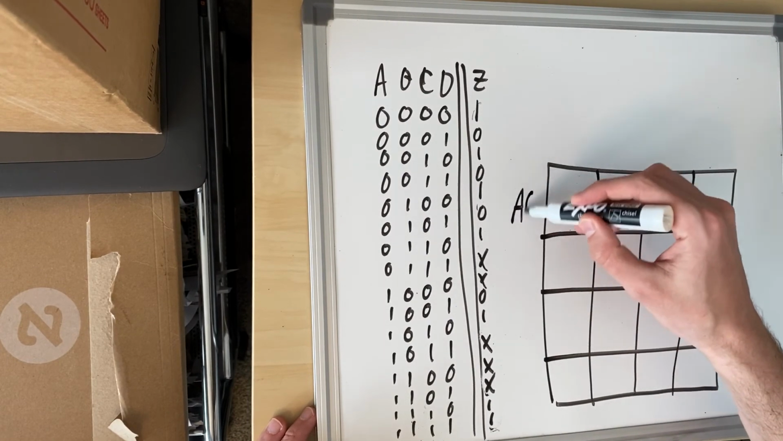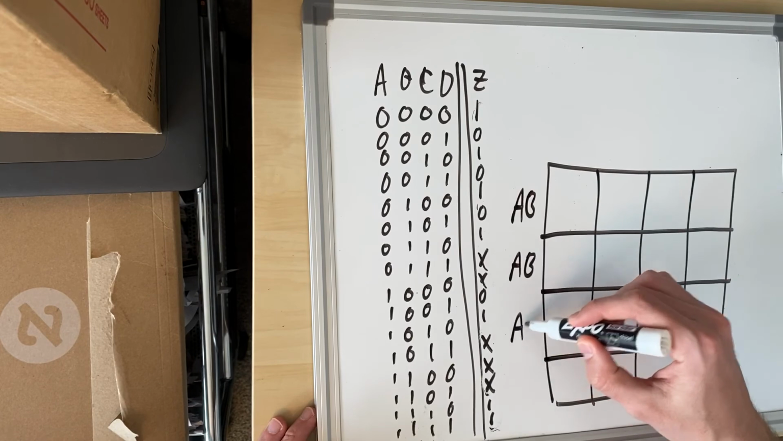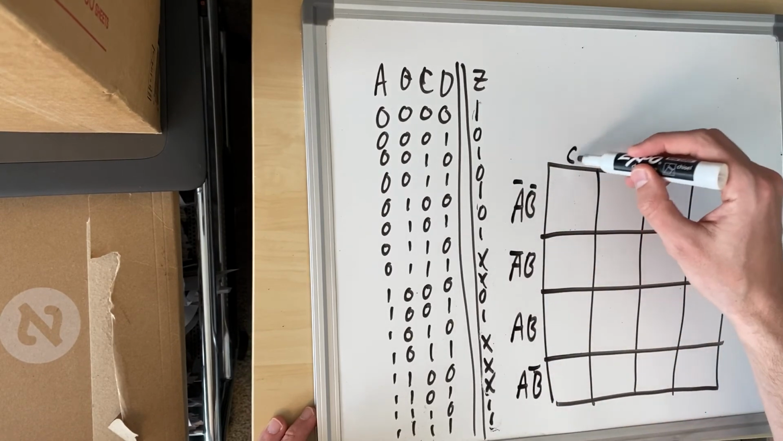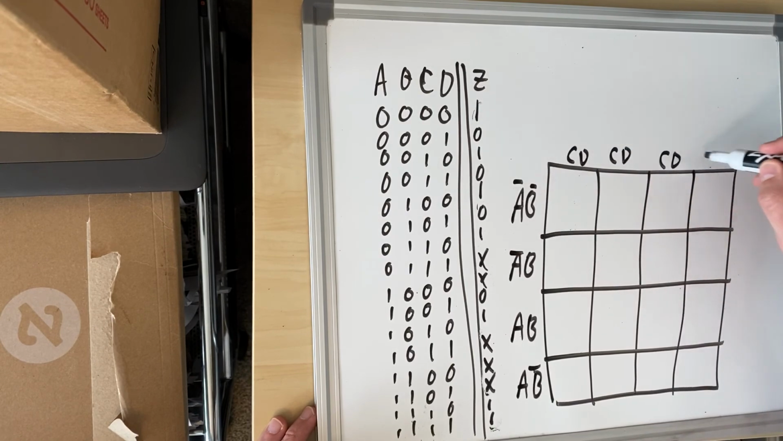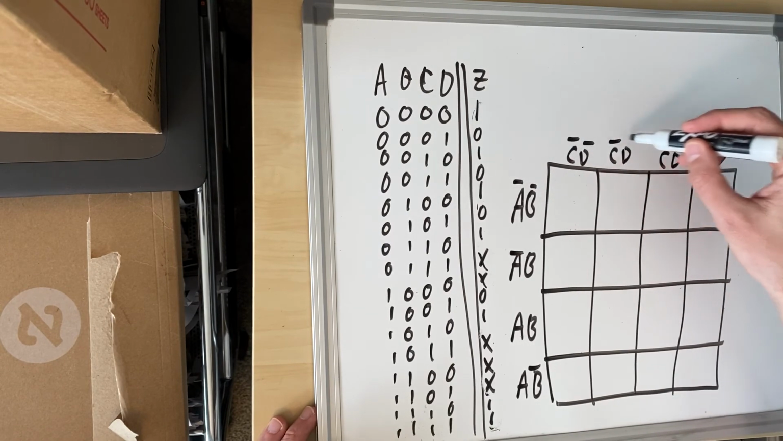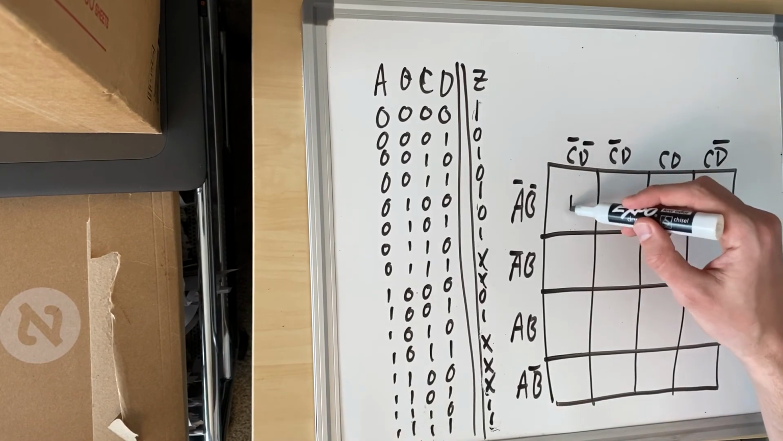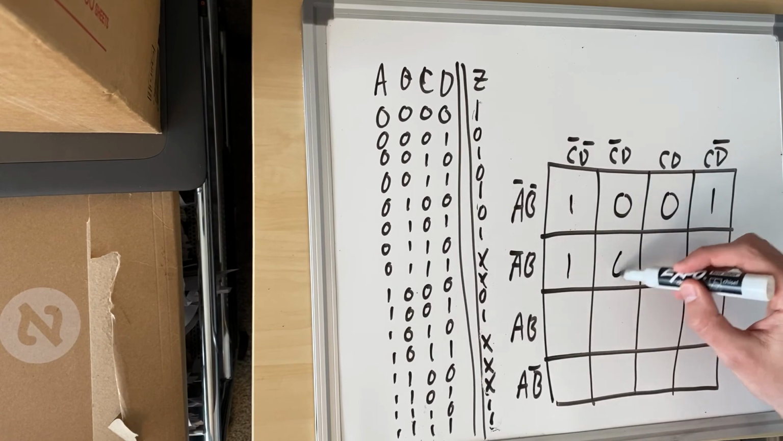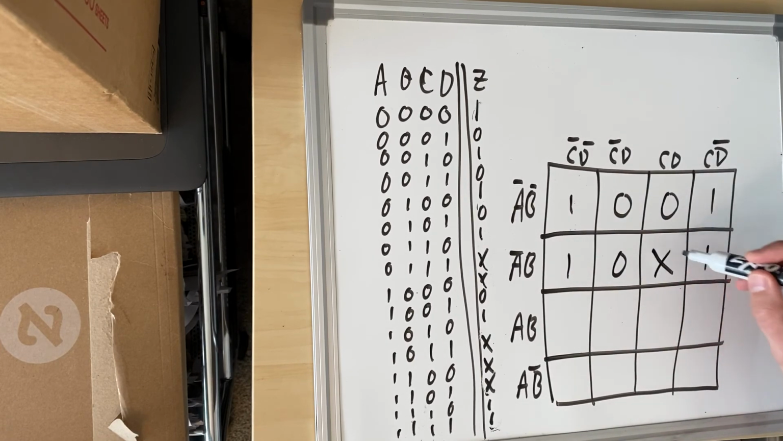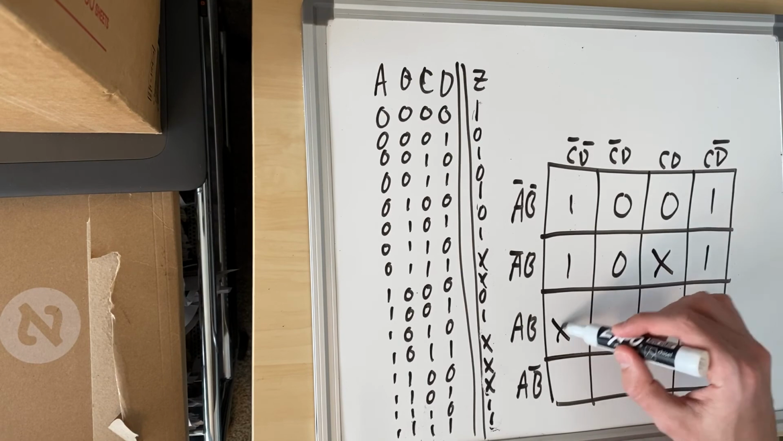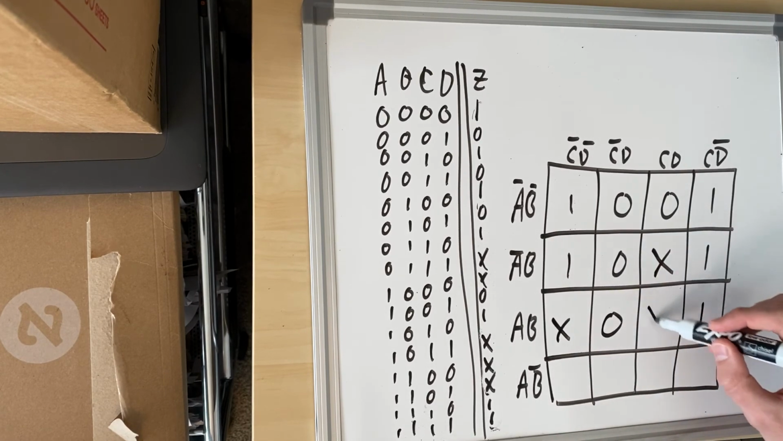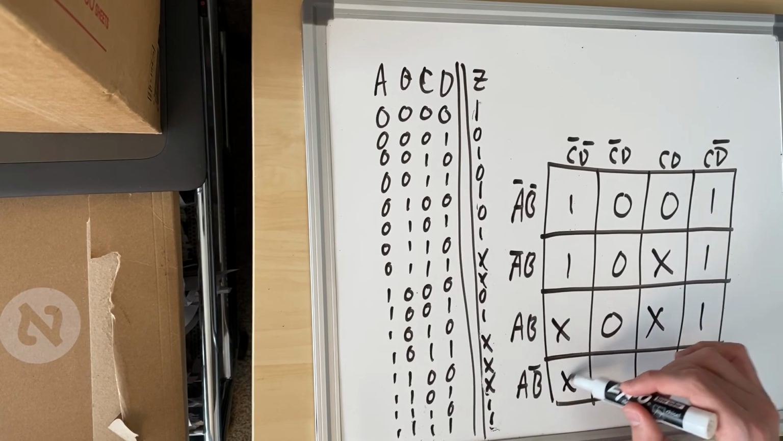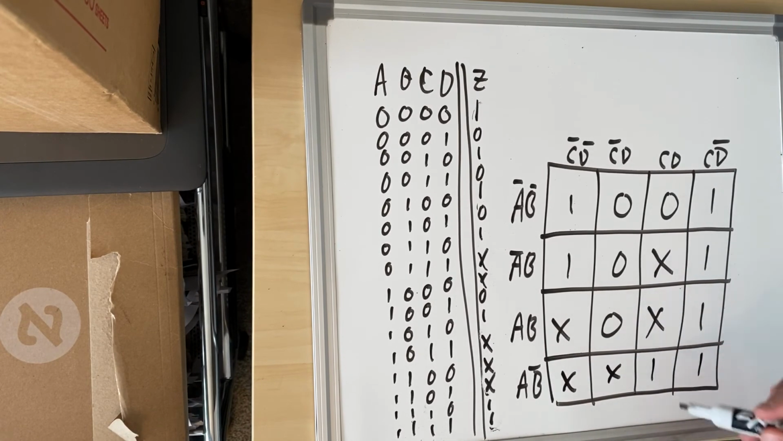So again, A, B, A, B, A, B, A, B, not, then C, D, C, D, C, D, C, D, not, 1, 0, 1, 0, 1, 0, 1. This becomes an X, which is a don't care. X, 0, 1, X, and then X, X, 1, 1.